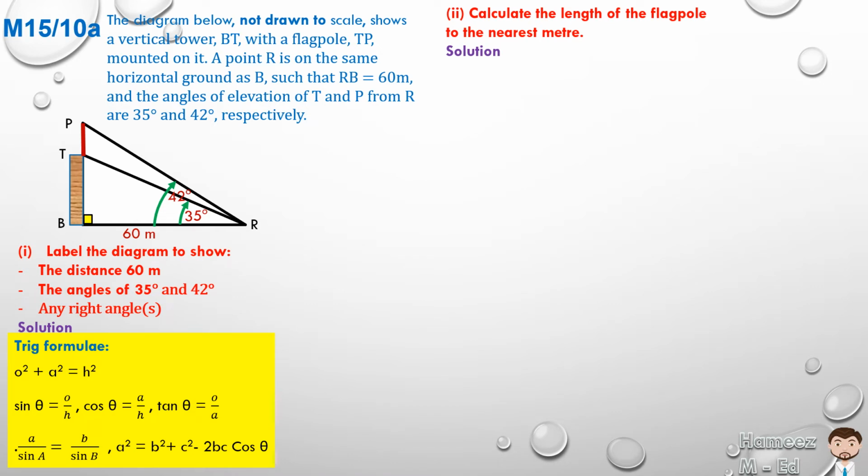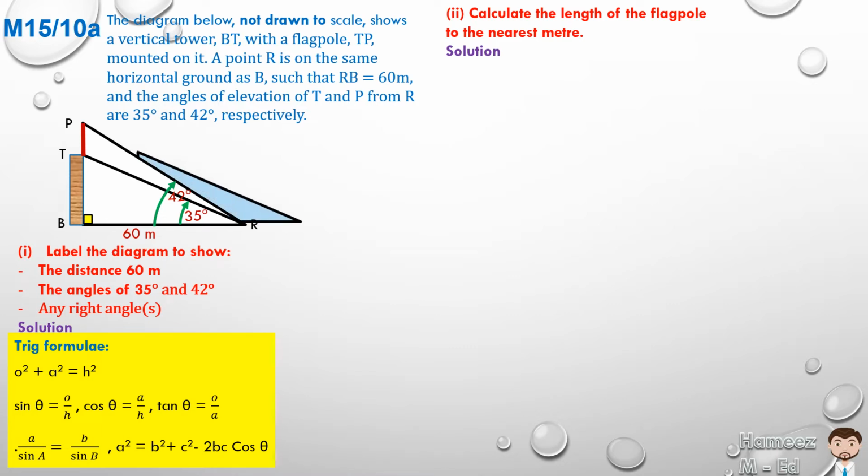Now part 2 says, calculate the length of the flagpole to the nearest meter, which is what we have in red. So how do we do that? If we look at the question, we can see two right-angled triangles. Both of them have the same base, 60 meters. One goes up to a height of BT and one goes from B to P. And the difference between them is PT, the flagpole, which is in red.